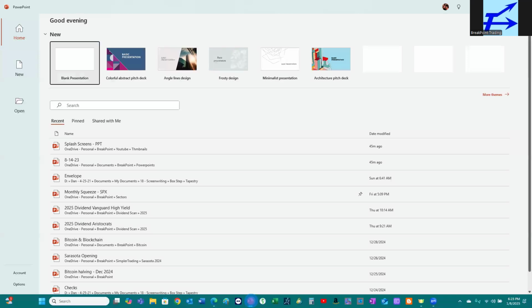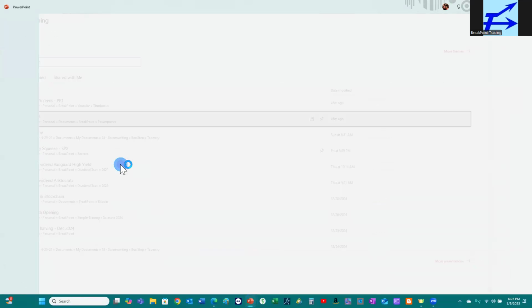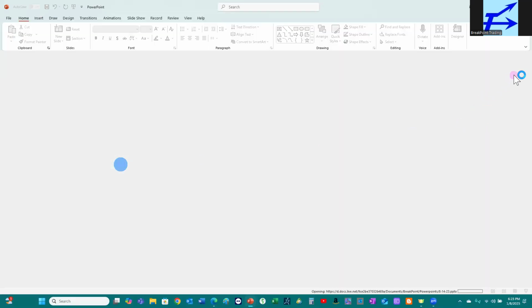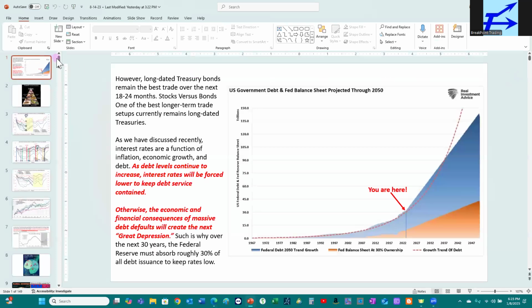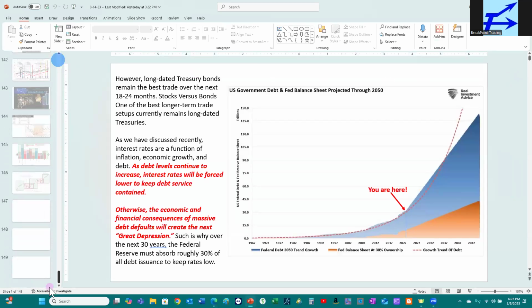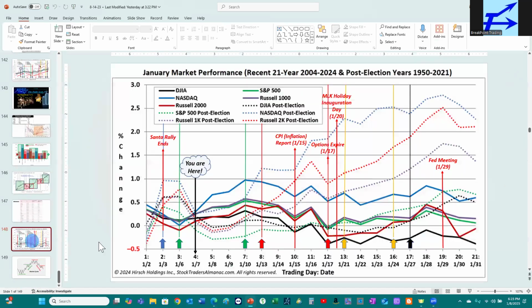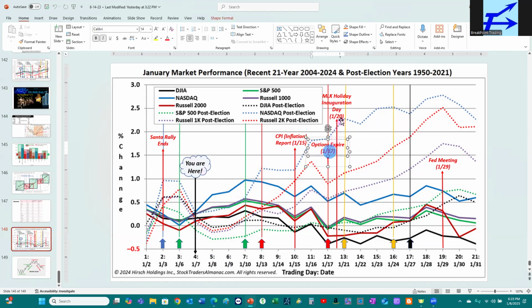In fact, for those that get my newsletter, I put this last weekend in the newsletter, the calendar. So here's the calendar right here. So we are actually on the 8th right here. The 9th is now a holiday. Wasn't when this was created. And then CPI inflation report is on the 15th. Options expiration on the 17th.